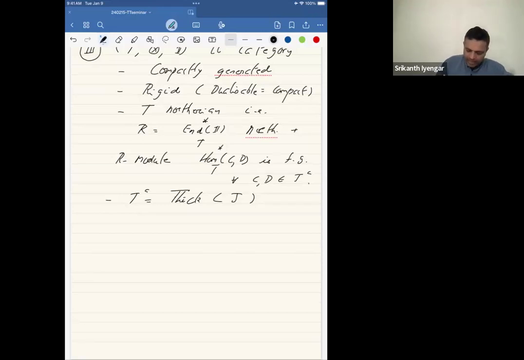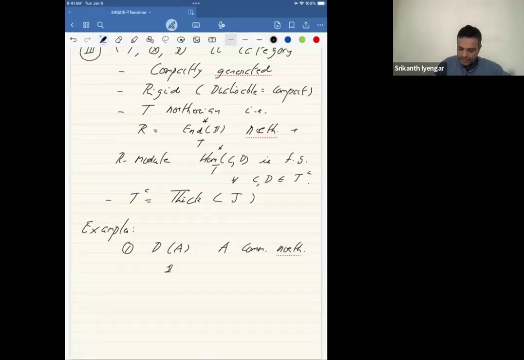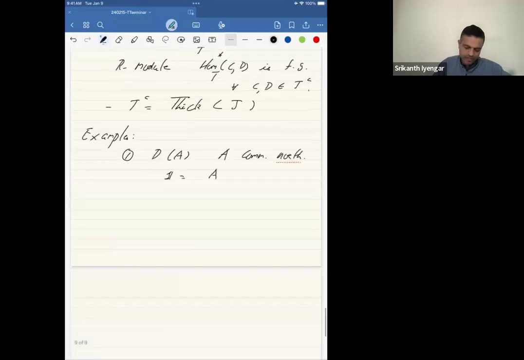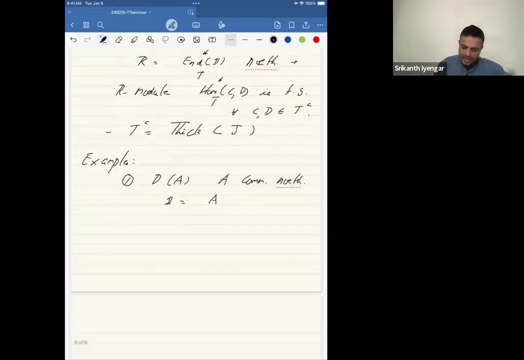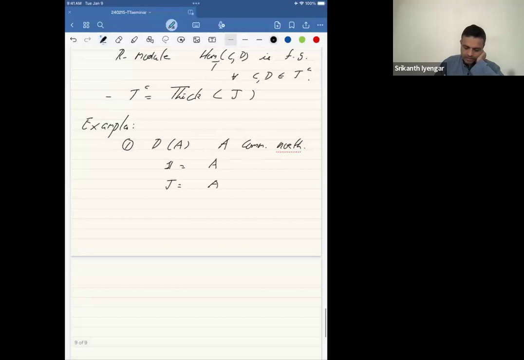Okay. And the key examples to keep in mind, of course, the derived category of a commutative Noetherian ring. In which case, well, I already talked about the tensor product with the unit here. I think I should have mentioned it earlier. This is A, and the endomorphism of the unit is just A itself. And the generator here is also again A. So this falls under the purview of this context.